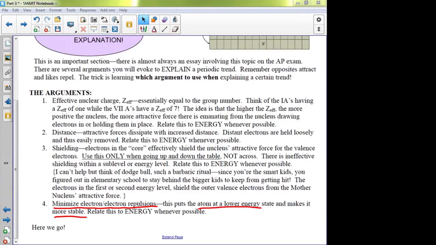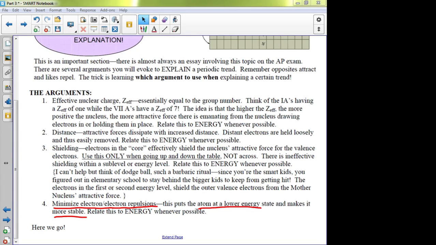Here we go. So, yesterday we talked about two main arguments that we're going to use when we're trying to explain periodic trends on the periodic table. If I'm going across the periodic table, which argument am I going to use? Number one, the effective nuclear charge. So let's talk about the effective nuclear charge. As I go across the periodic table, the effective nuclear charge increases. So therefore, that means the nucleus becomes more positive, which means the electrons become more attracted to the nucleus. Those three things you got to remember.